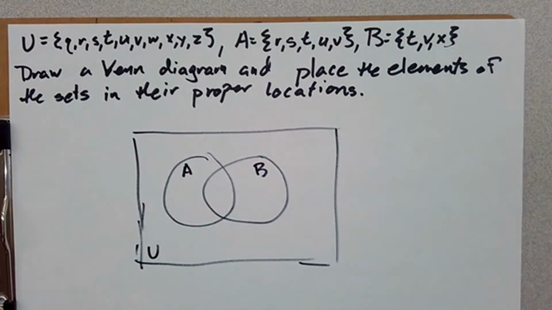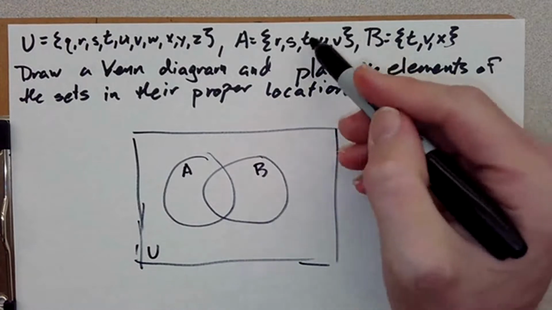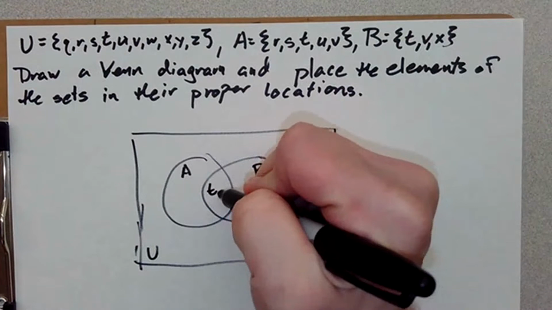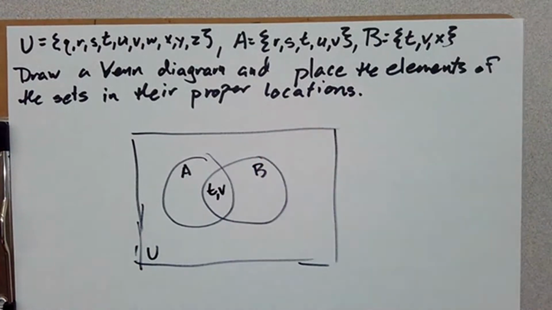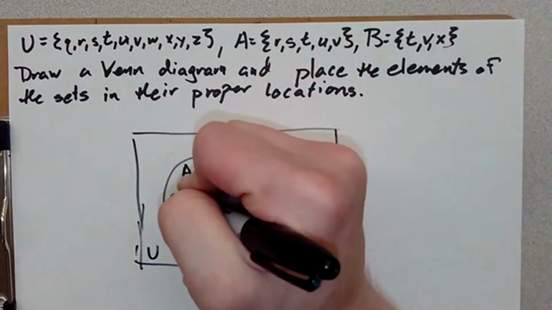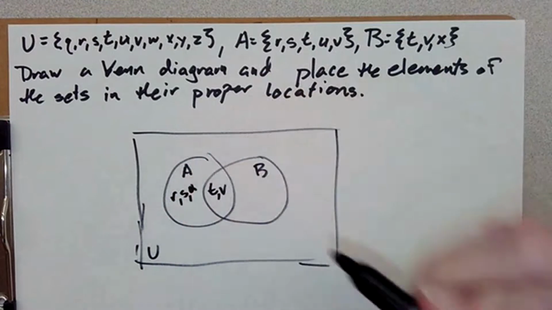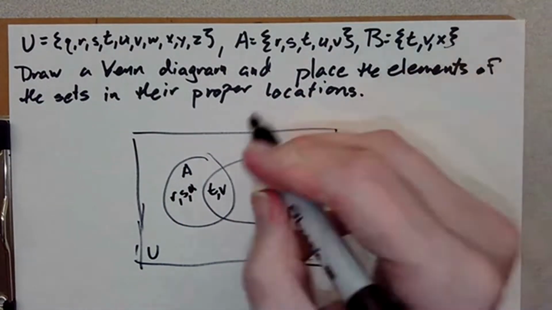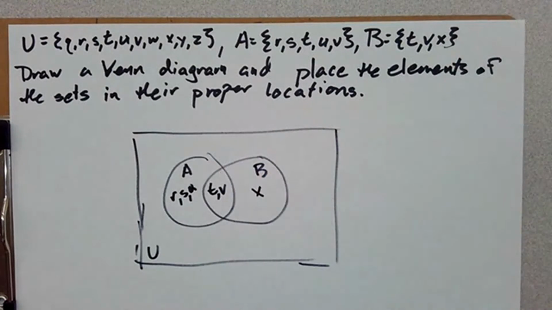Okay, so we start looking at A and B and see what elements they have in common. We see that A has T and V, and B also has T and V. So T and V have to be in that intersection of the 2 sets. Now we take the stuff that's in A but not in B, R, S, and U, and that goes in A but not in B. We take the single element that's in B but not in A, X, and that goes there.